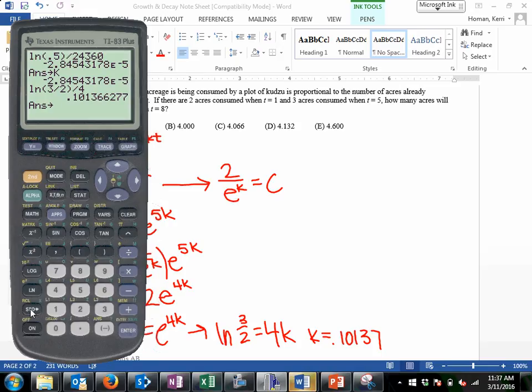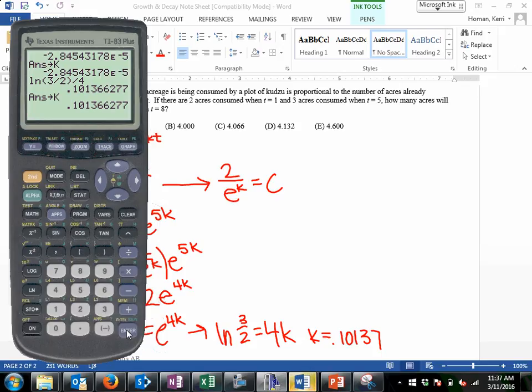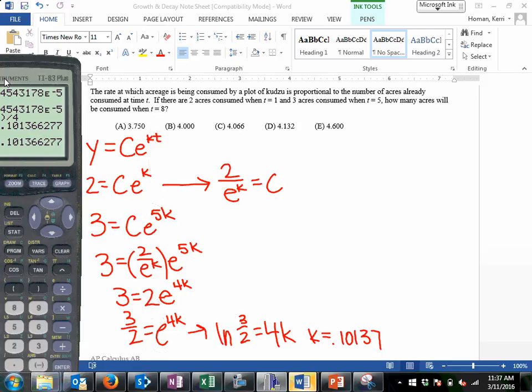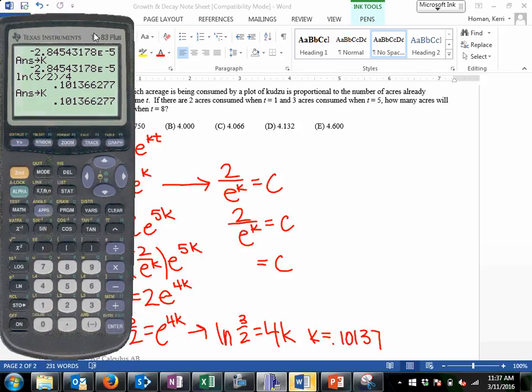So I'm going to store that in my calculator to use for later. Yeah, we got the same answer. Excellent. Now we can come back here and figure out what our C value is, right? This would be easier. So now 2 over e to the k equals C. I just rewrote that. So what is C? What is 2 divided by e to the k? Equal to 3.